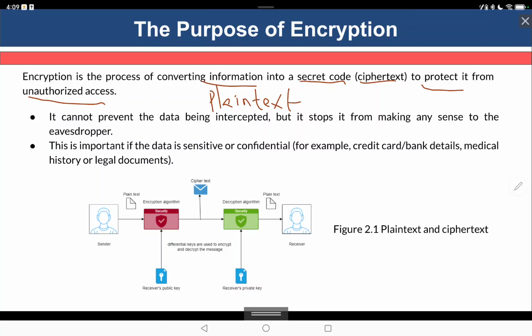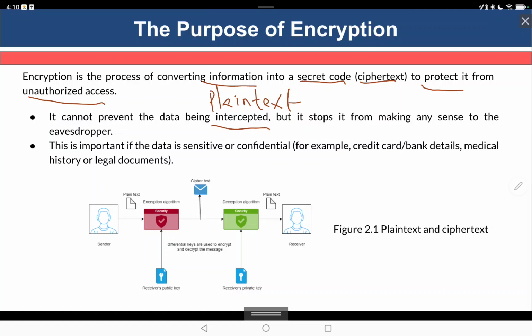Now, encryption does not prevent this data from being intercepted. The data can be intercepted, but even if it is intercepted, the data will be useless or meaningless to whosoever intercepts the data. So the purpose is to make sure that whoever intercepts the data does not understand it. So it is to protect the data from unauthorized access.